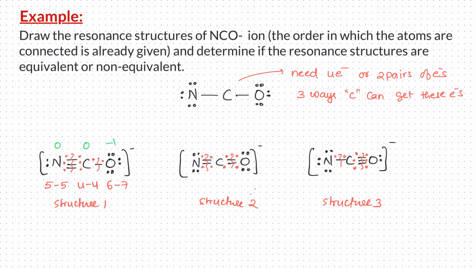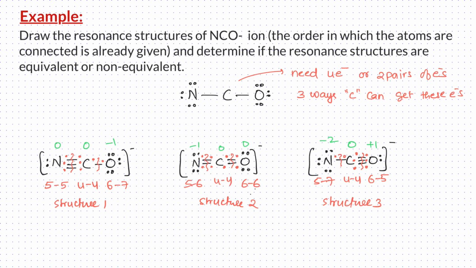Let's go to the second structure. Nitrogen, 5 minus 6, that is -1. Carbon, 4 minus 4, that is 0. Oxygen, 6 minus 6, that is 0. Third structure, nitrogen, 5 minus 7, -2. Carbon, that is 4 minus 4, you get 0. And oxygen, 6 minus 5, that is +1.